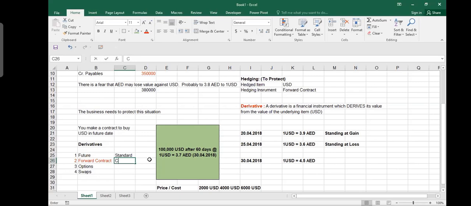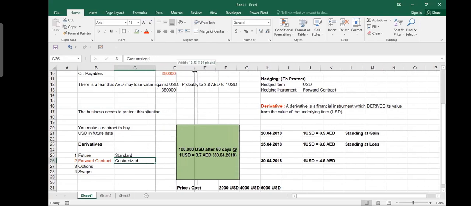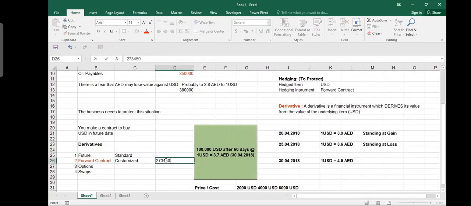In case of forward, it is customized. Customized means that it is written according to your need. What do I mean by that? For example, let's suppose that you needed something like $273,450. This is what you have to pay. So my invoice is $273,450. This is what I need to pay. This many dollars I need.